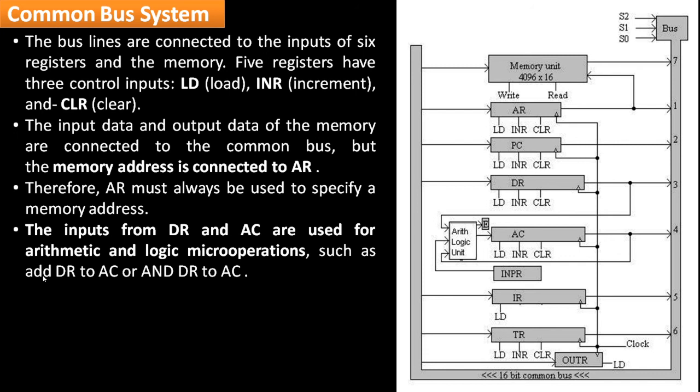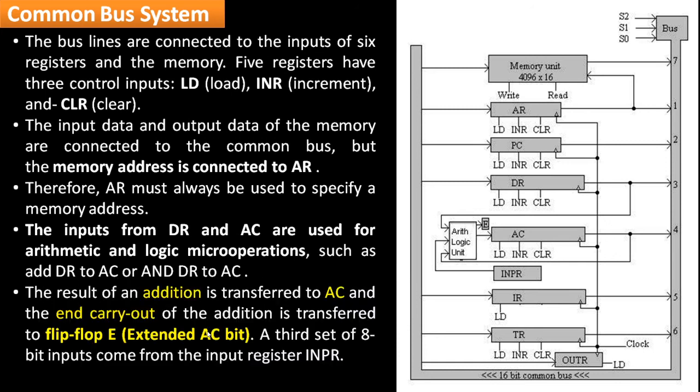So this means that the data available in the data register gets added to the accumulator, or the data available in the data register gets ANDed with the accumulator. So here we have an arithmetic operation and here we have a logical operation. Now the result of the addition is transferred to the accumulator and the end carry out of the addition is transferred to the flip-flop E, which is otherwise called the extended AC. A third set of 8-bit input comes from the input register, that is the INPR.